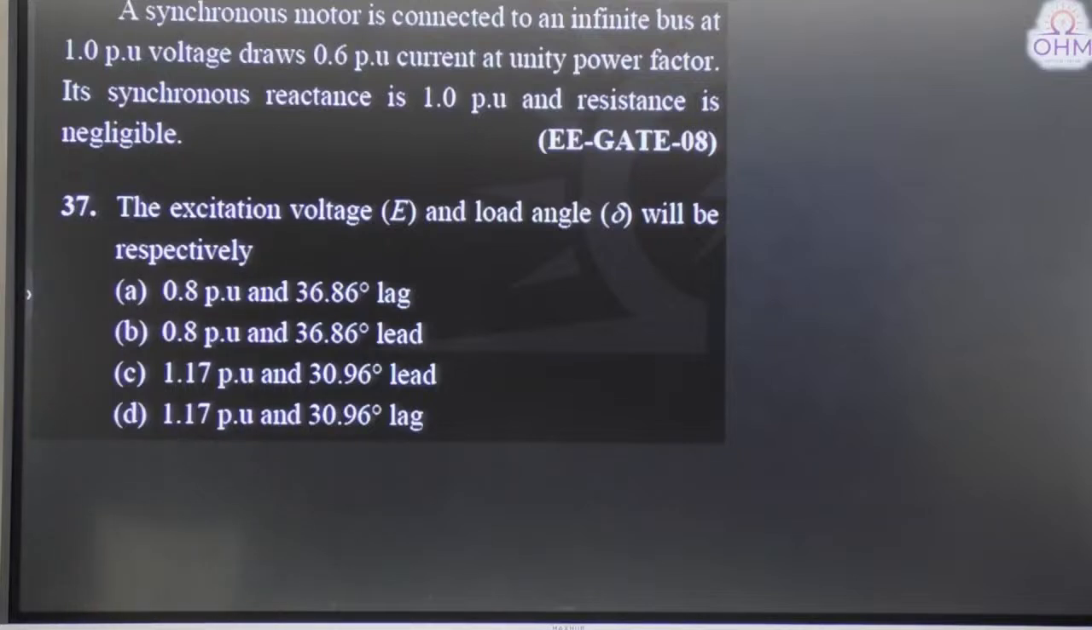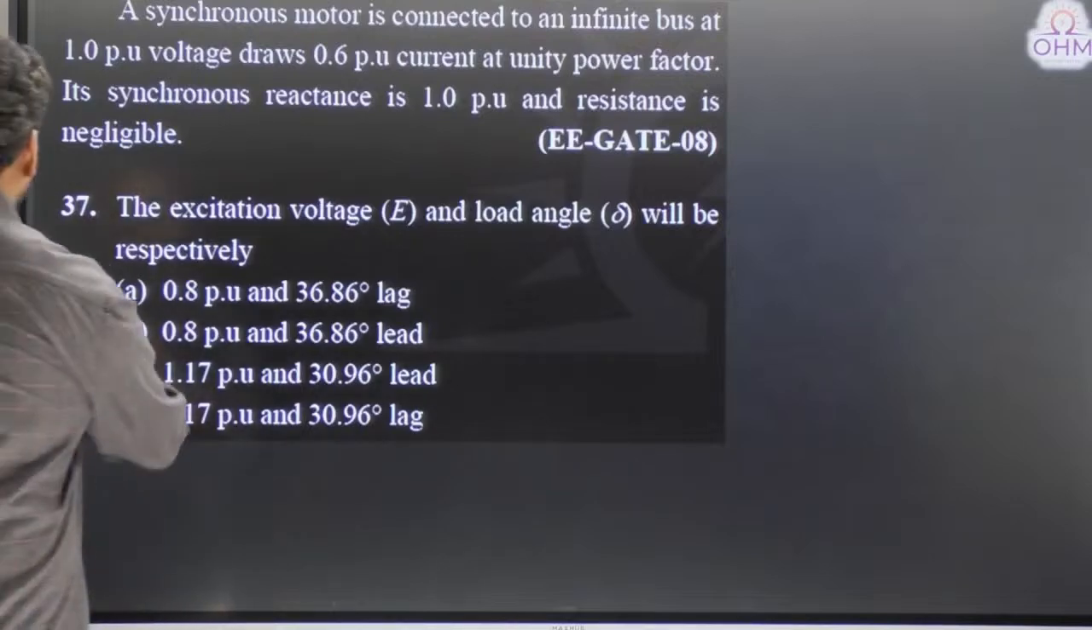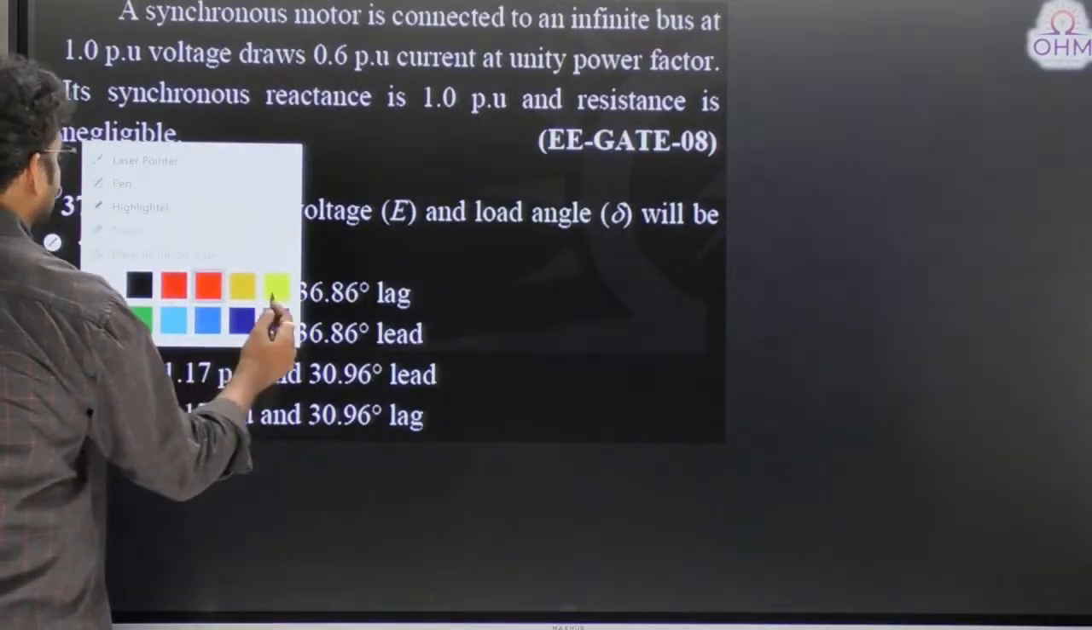A synchronous motor is connected to an infinite bus bar at 1 per unit voltage, drawing 0.6 per unit current at unity power factor. Its synchronous reactance is 1 per unit, resistance is negligible. What is the excitation voltage and also the load angle of the machine? So this time the question is from a synchronous motor.